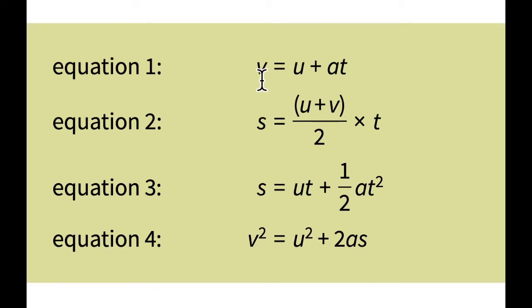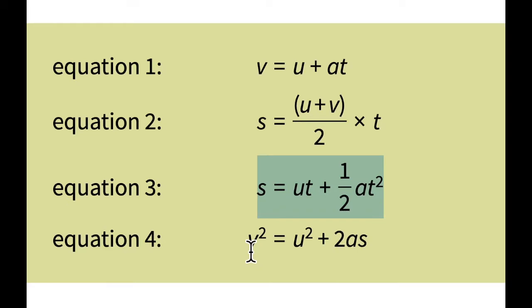Alright, now based on the convention mentioned at the beginning, this equation here means final velocity equals the sum of initial velocity and the product of constant acceleration value and time. This second equation means that the displacement of an object can be calculated by taking the average velocity, see this, multiplied by the time.